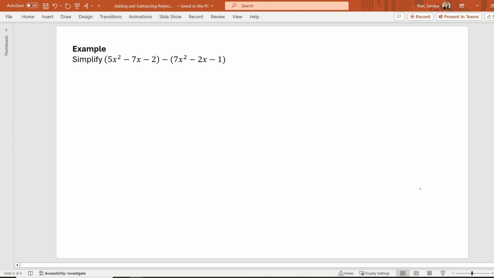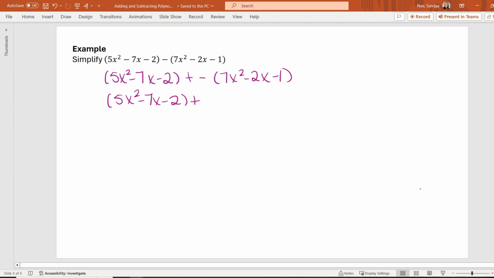So now let's try simplifying this problem. So here you can see we're subtracting two polynomials. So what I'm going to first do is I'm going to rewrite my first one, right? 5x squared minus 7x minus 2. I'm going to change that subtraction sign to a plus negative, and then I'm going to write my second polynomial. So what I'm going to do now is I'm going to switch every single sign on my second polynomial to the opposite. So I have negative 7x squared plus 2x and then plus 1.